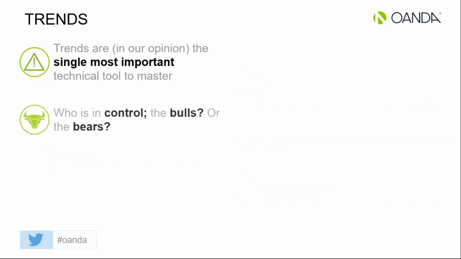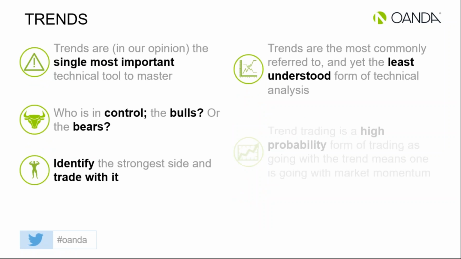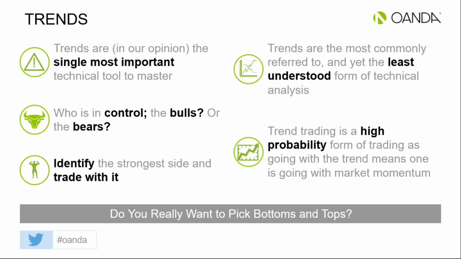Trends are by far the most important thing to look for because they tell you which party is in control in that market. You can think about it as a battle, really. So the price that you're seeing on the screen tells you the story of whether the bulls are winning the battle or the bears are winning the battle. The bulls are the ones who want to push the market higher. The bears are the ones who want to push the market lower.